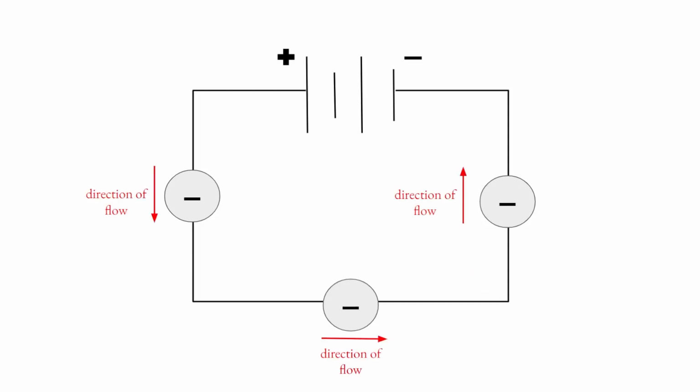Now, the electric current typically flows from the positive terminal of the power source to the negative terminal. This is known as the conventional current. This is the opposite of the direction of electron flow, as electrons are negatively charged, so they flow away from the negative terminal of the power source to the positive terminal.